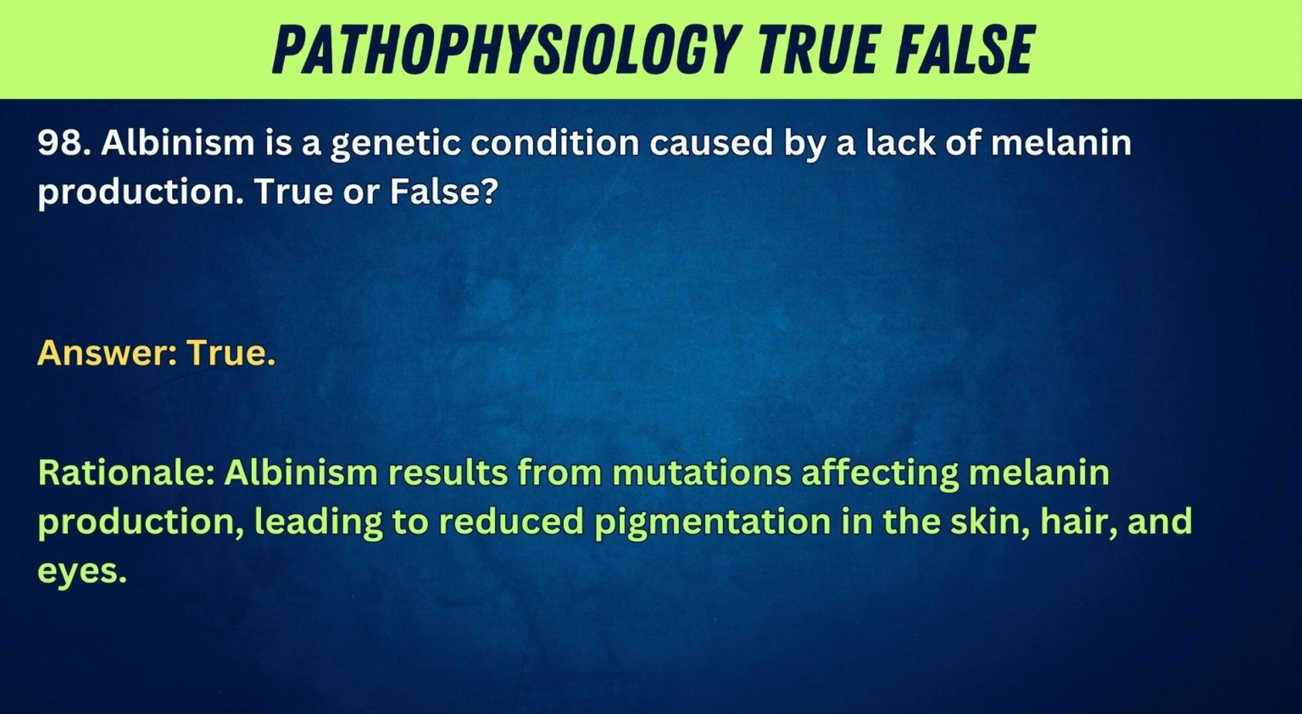98. Albinism is a genetic condition caused by a lack of melanin production. True or false? Answer: true. Rationale: albinism results from mutations affecting melanin production, leading to reduced pigmentation in the skin, hair, and eyes.